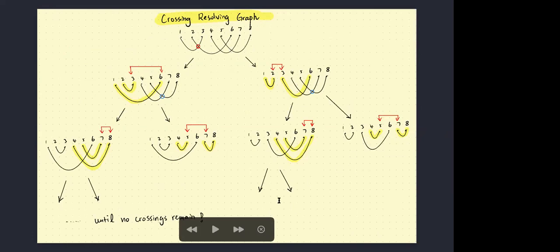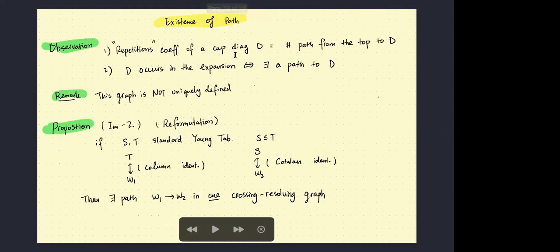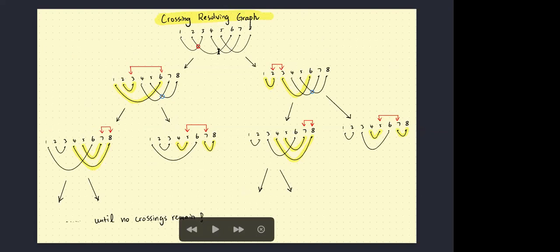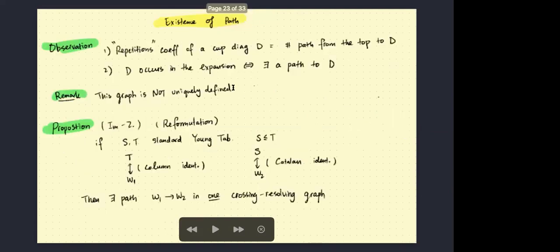At the end of the day, I would have a bunch of non-crossing diagrams as sinks, as in this graph. Sometimes I would have repetitions, but that's okay. That just tells me the coefficient in front of this diagram, so that's counted by the number of paths. And the existence of a certain term is the same as having a path from the top to that diagram. Even though the graph does depend on the choice of the crossings at each stage, here I could have decided to resolve that crossing instead, but for existence, you just need to come up with one sequence of crossings to resolve.